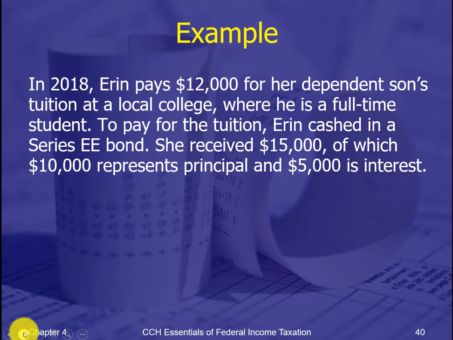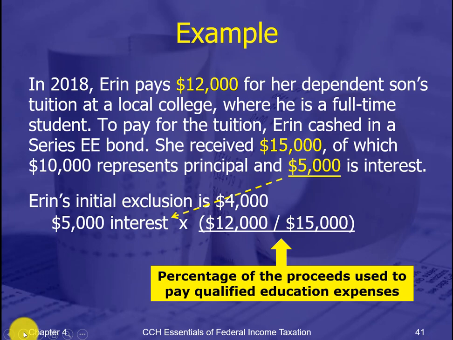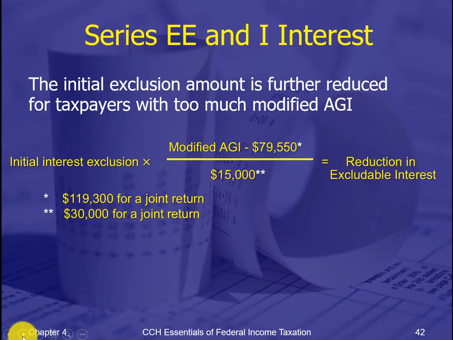Okay, so first exclusion is $4,000. You take the $5,000 of interest. We're not worried about the $10,000 at all. Okay, we take the 12, which is the total expenses, divided by the total we got. So we're spending about 75%, or 80%, I should say, of what we got on expenses. That means we can exclude $4,000, or 80% of the interest out of the $5,000.